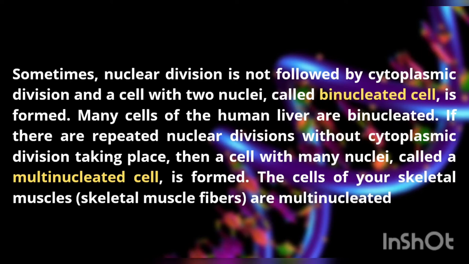If there are repeated nuclear divisions without cytoplasmic division taking place, then a cell with many nuclei, called a multinucleated cell, is formed. The cells of your skeletal muscles, or the skeletal muscle fibers, are multinucleated.